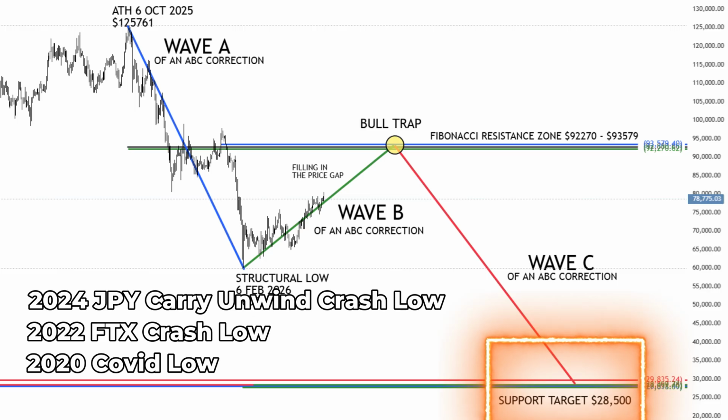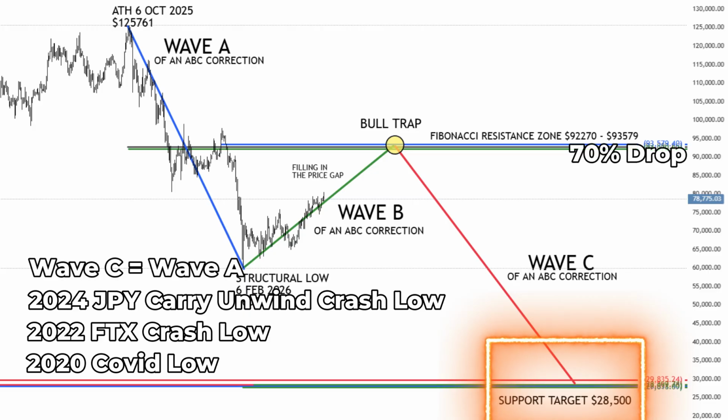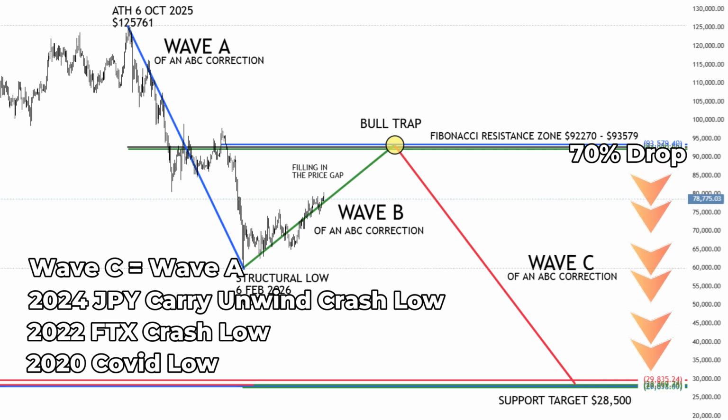We then add a 4th confirmation. Wave A and Wave C have equality in length, a core principle of ABC corrections. When we apply that principle here, the target aligns precisely with that same Fibonacci cluster. And the assumed Wave B high sits at our Fibonacci resistance zone between $92,279 and $93,579. A drop from that level to $28,500 is a 70% collapse in Bitcoin price. 4 independent measurements, 1 conclusion.